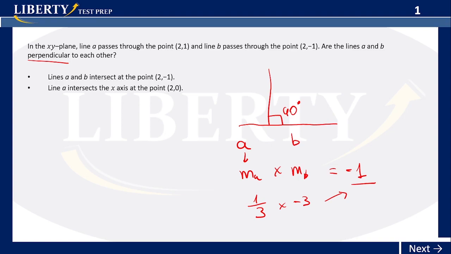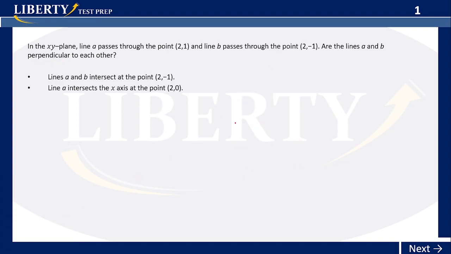But in order for us to know if they're perpendicular, first we have to know those lines. So we have to know the equations of those lines. We have to be able to draw them. So that's what they're asking us. For line A, we already have one point for each: for A we have the point (2, 1), and for B we have the point (2, -1).